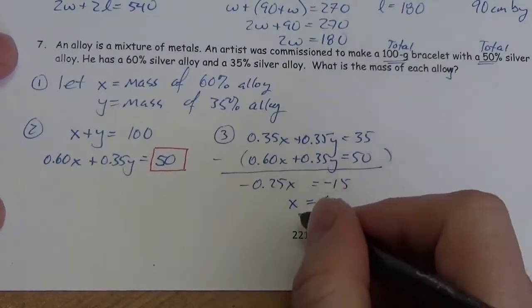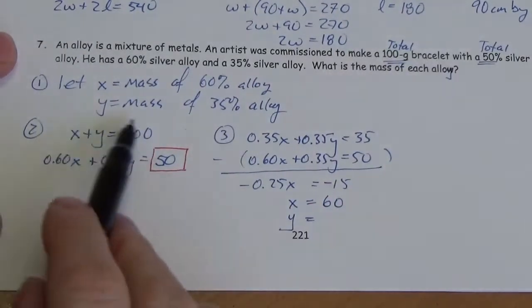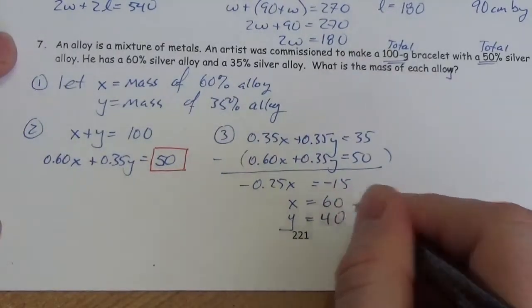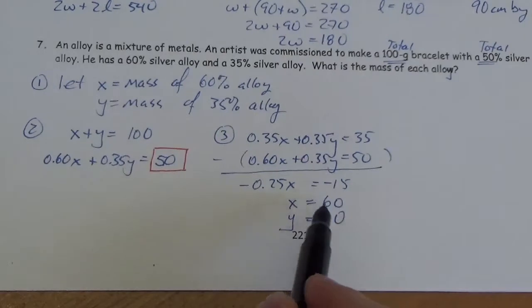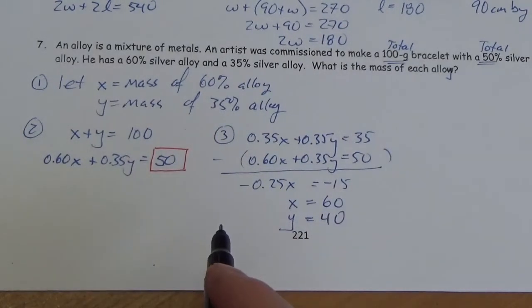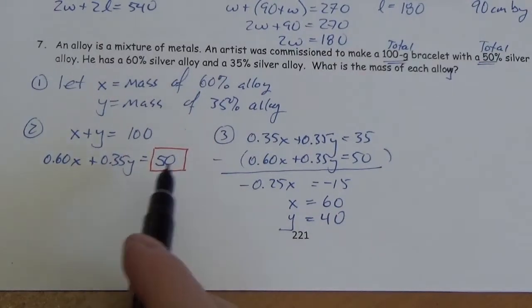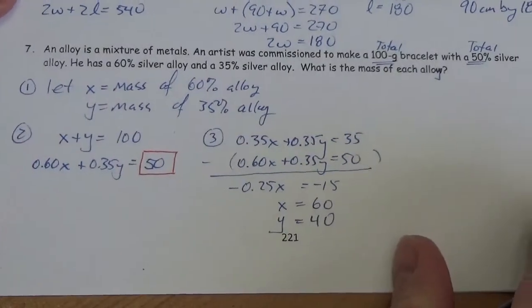And now this is pretty easy to put together here. I know that if x is equal to 60, because of this sum right here, y must equal 40. Now, let's see if that works here. I'm just going to plug that 60 and 40 into this equation. So 0.6 times 60 plus 0.35 times 40. If I press enter, okay, I'm just working on the calculator off to the side here, and I do get 50. So I feel good that I did that right.